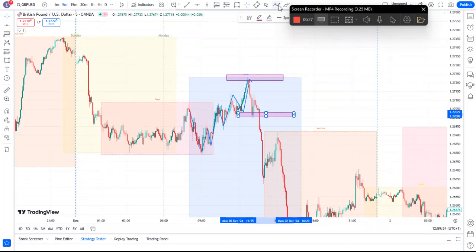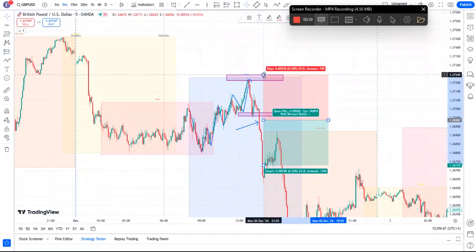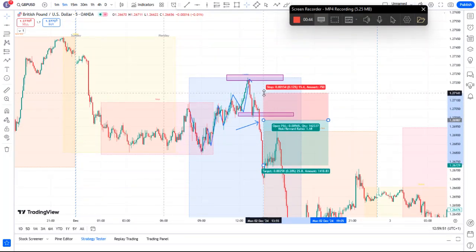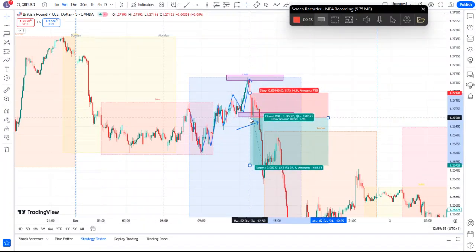So, what do you want to be doing? You want to place your sell trade right here and right here like this. Your stop loss could be below the recent swing, which is right here. Yes, this is the recent swing high because we have lower low, lower high. This is the recent swing high.